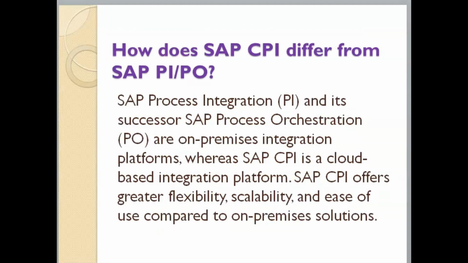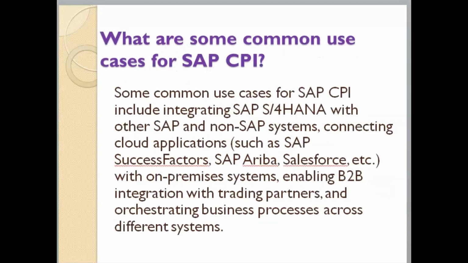How does SAP CPI differ from SAP PI/PO? Answer: SAP Process Integration and its successor SAP Process Orchestration are on-premises integration platforms, whereas SAP CPI is a cloud-based integration platform. SAP CPI offers greater flexibility, scalability, and ease of use compared to on-premises solutions.